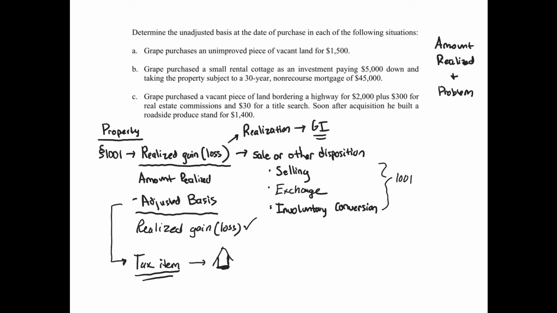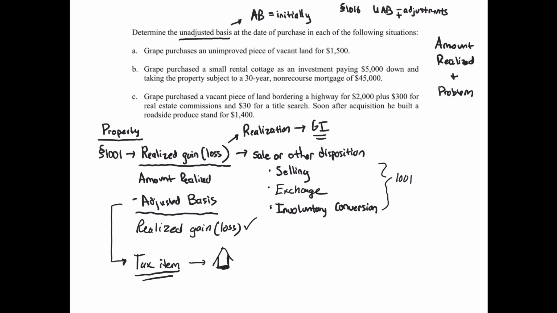The question here is asking for the unadjusted basis. If you're wondering what the difference is between adjusted basis and unadjusted basis, that's a great question. Unadjusted basis is the adjusted basis as soon as you acquire the property, so initially. In Section 1016, we take the unadjusted basis, UAB, and we subtract away certain adjustments, or we add certain adjustments.